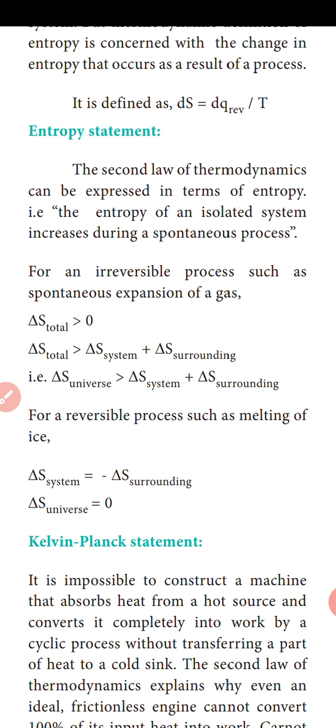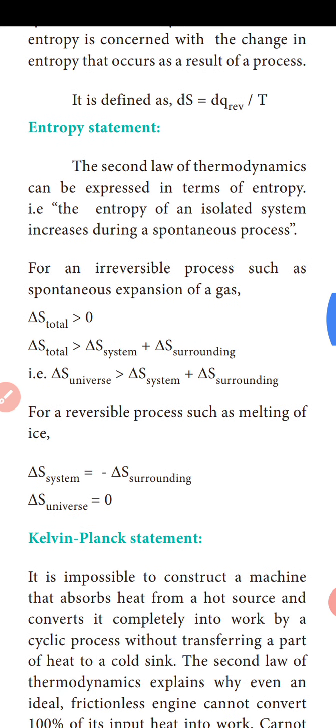So ΔS total is greater than 0. The universe has a high value, while the system and surroundings have low values. For a reversible process such as melting of ice, the entropy of the system equals minus the entropy of the surroundings, so ΔS universe is equal to 0.